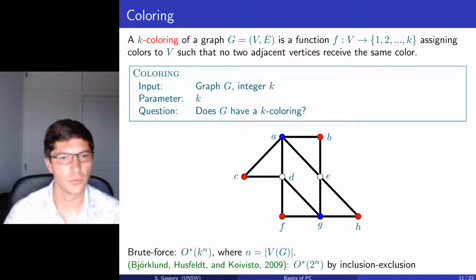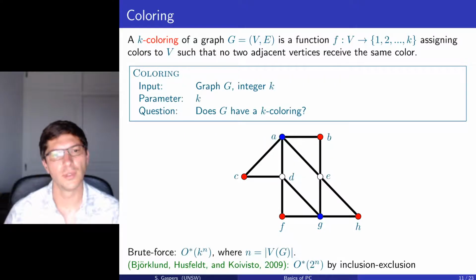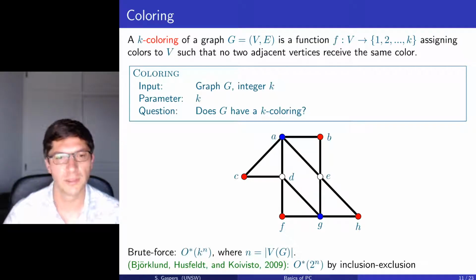So a brute force algorithm would solve the problem in time O*(k^n), because for each vertex we have k colors at our disposal. If we try all those possible k-colorings, or assignments of k colors to the n vertices, we get order k^n possibilities. Björklund, Husfeldt, and Koivisto designed an algorithm for coloring that has running time 2^n, and this is done by inclusion-exclusion.